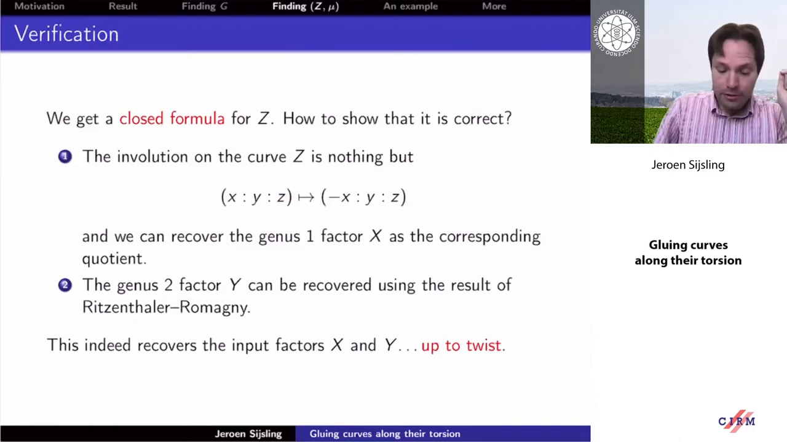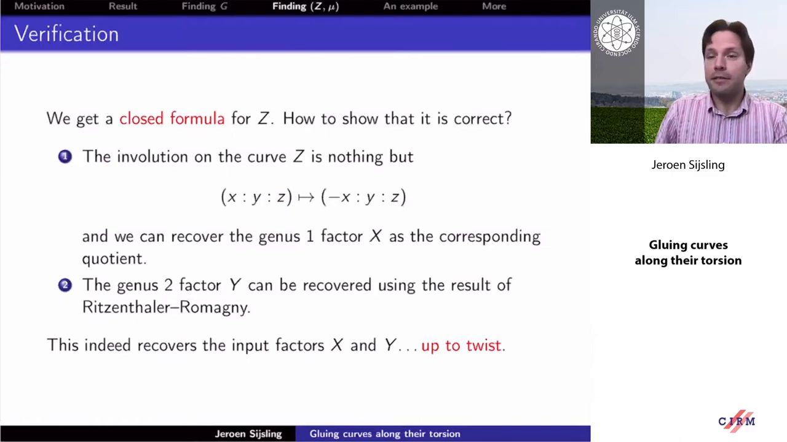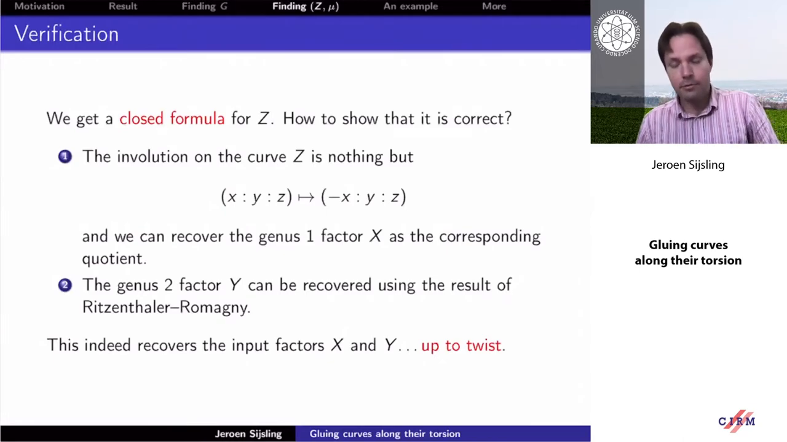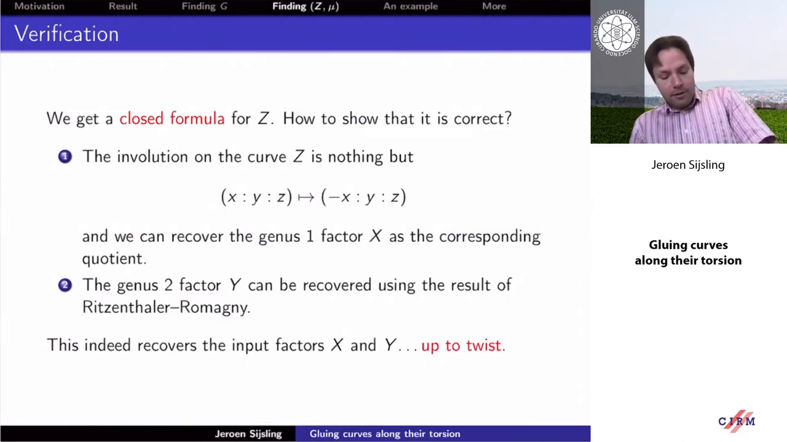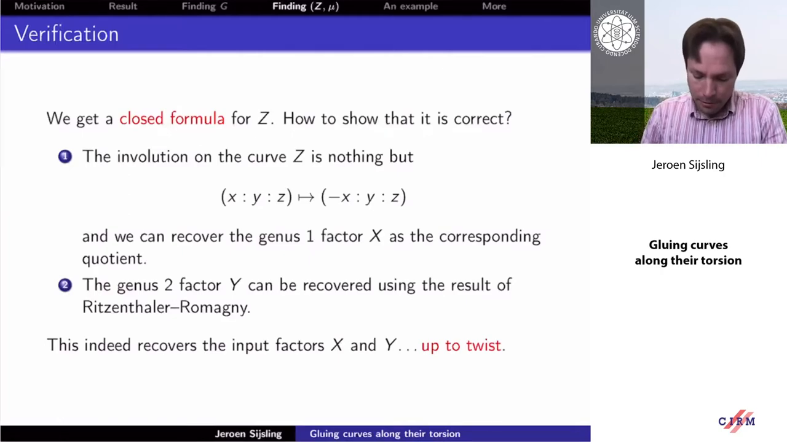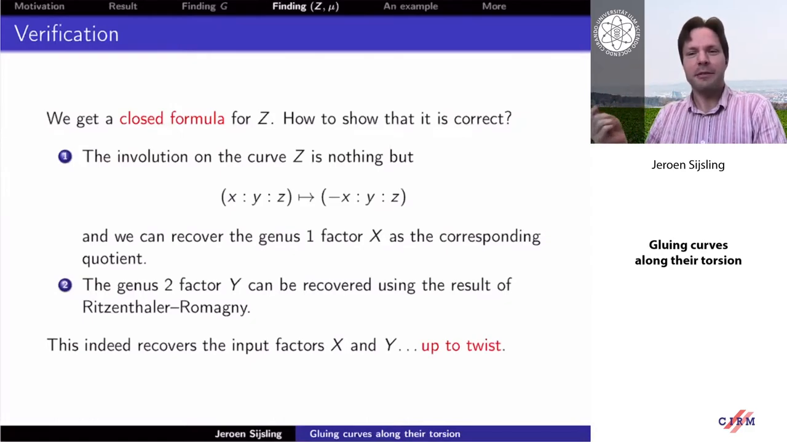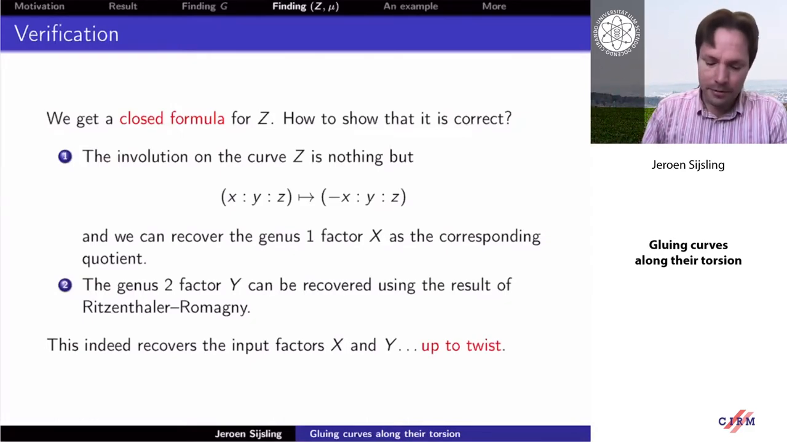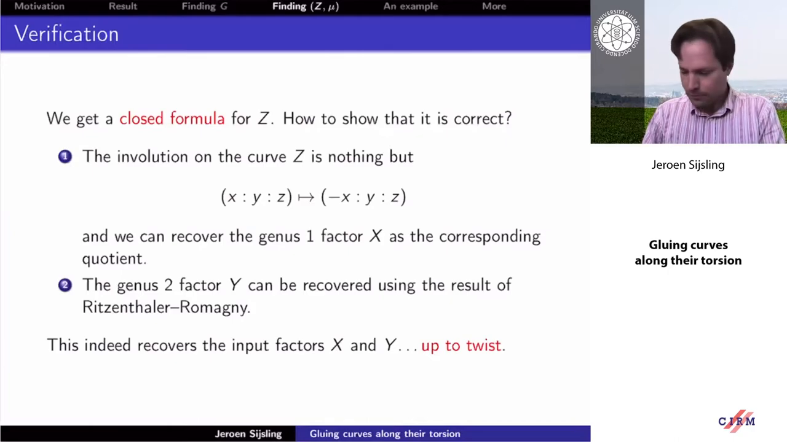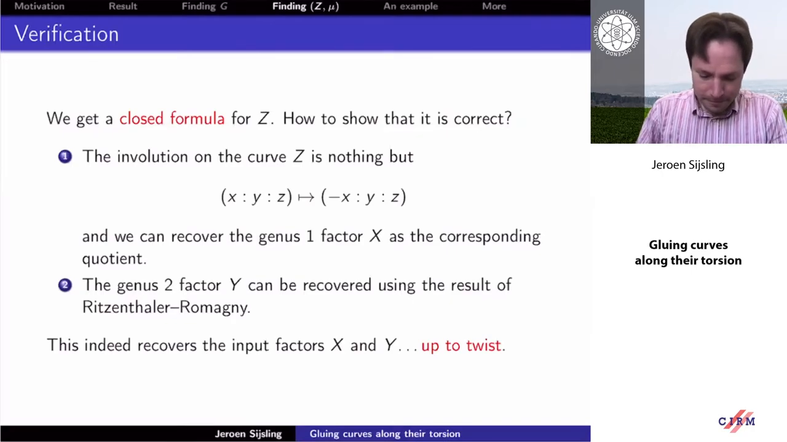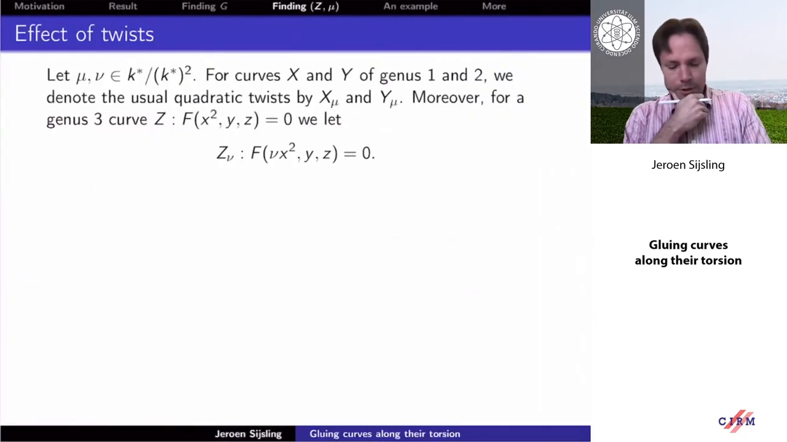You can also get the genus two factor back by applying Ritzenthaler and Romagny and just checking that you get the right thing. And it turns out that you do, except that you don't, because it's true up to twist only. The problem is that if you do it over a ground field and not just over C, there is this factor in front of the defining polynomial that still throws soot into the water, as we say in Dutch, that still gives you problems. Anyway, but you can undo this. And this is the last technical cherry on the cake.